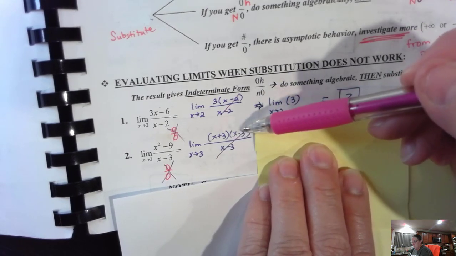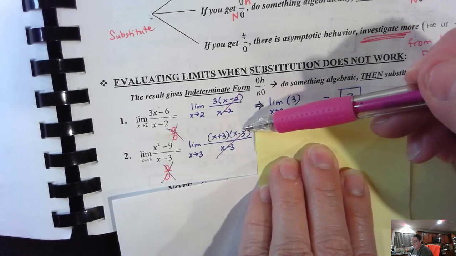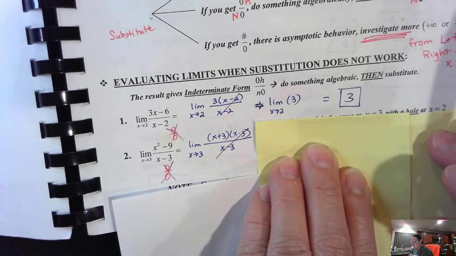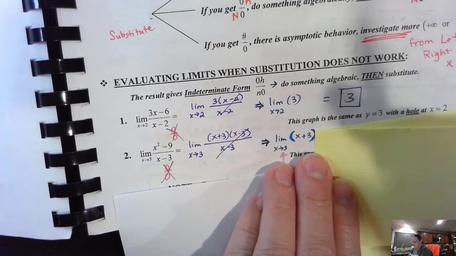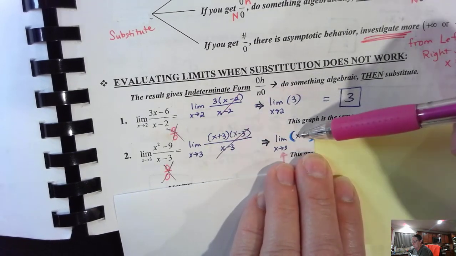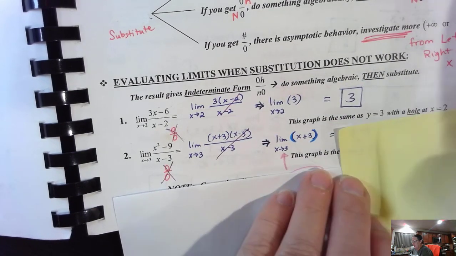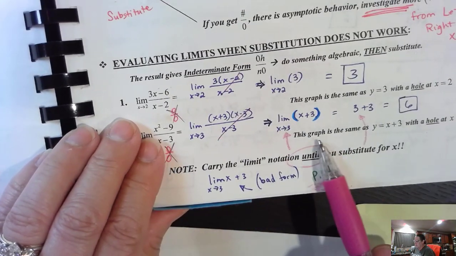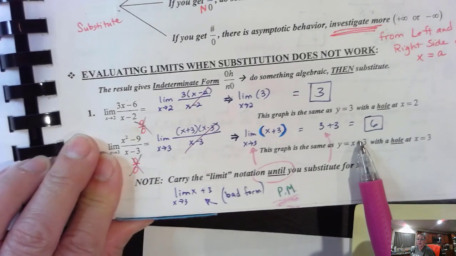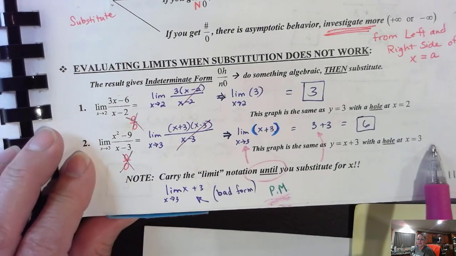What would make this factor 0 would be when x is 3. So I'm going to have a hole when x is 3. I'm going to have my limit as x goes to 3 of x plus 3, substitute our 3 in, and we get 6. So the graph is the same as the line y equals x plus 3 with a hole at x equals 3.